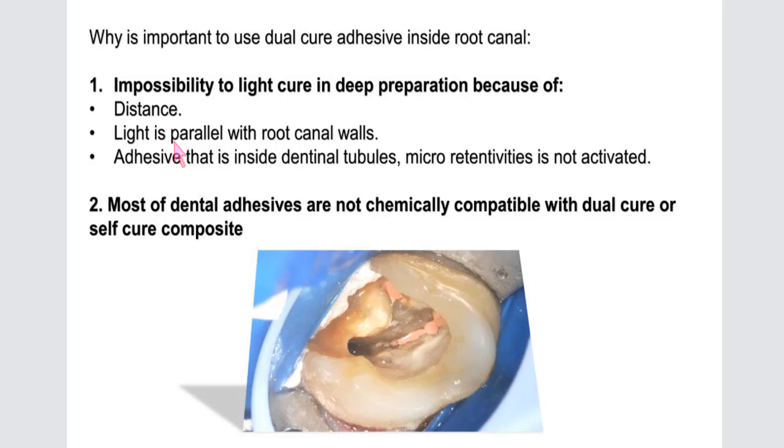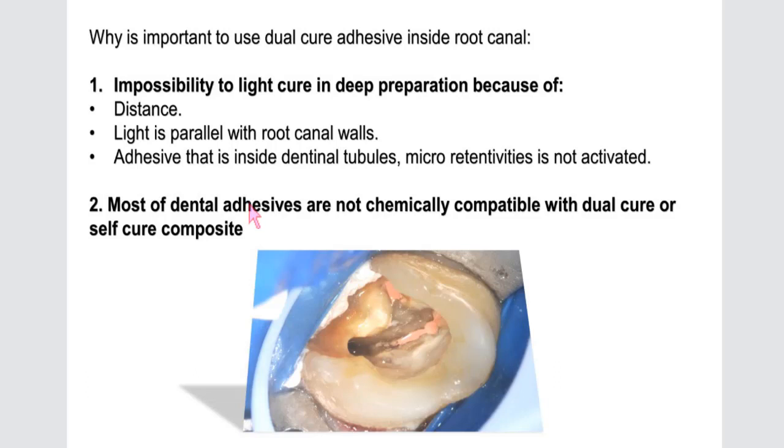That's why it's really, really important to use a dual cure bonding to avoid all the failures caused by the cementation. Another important thing is the chemical compatibility between adhesives and dual cure or self-cure composite. Keep in mind, there are only a few bondings on the market that are chemically compatible with dual cure or self-cure composite.